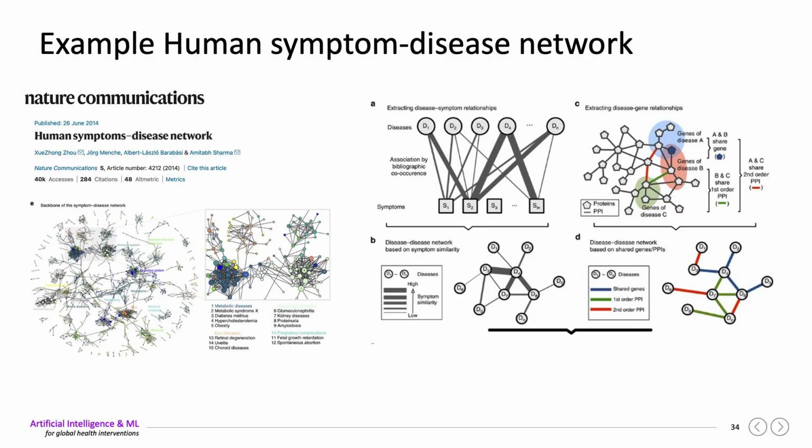The backbone visualization on the left clusters diseases into recognizable categories, like metabolic diseases and pregnancy complications. This is a beautiful demonstration that clinical knowledge itself can be encoded as a graph, and that graph structure reveals hidden relationships between diseases that share symptoms or molecular mechanisms.